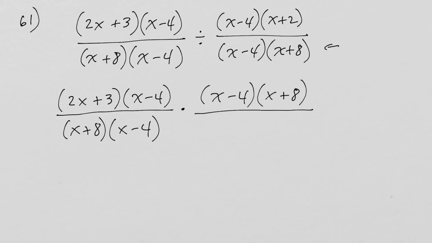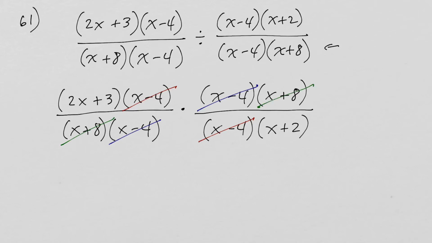On the bottom, I have x minus 4, x plus 2, and now I can cancel anything from the top to anything with the bottom. So for example, x minus 4s, those will cancel. These x minus 4s will cancel. And it didn't matter which one you canceled, anything from top with anything on the bottom. These x plus 8s cancel. And that's it. That's all you can cancel.